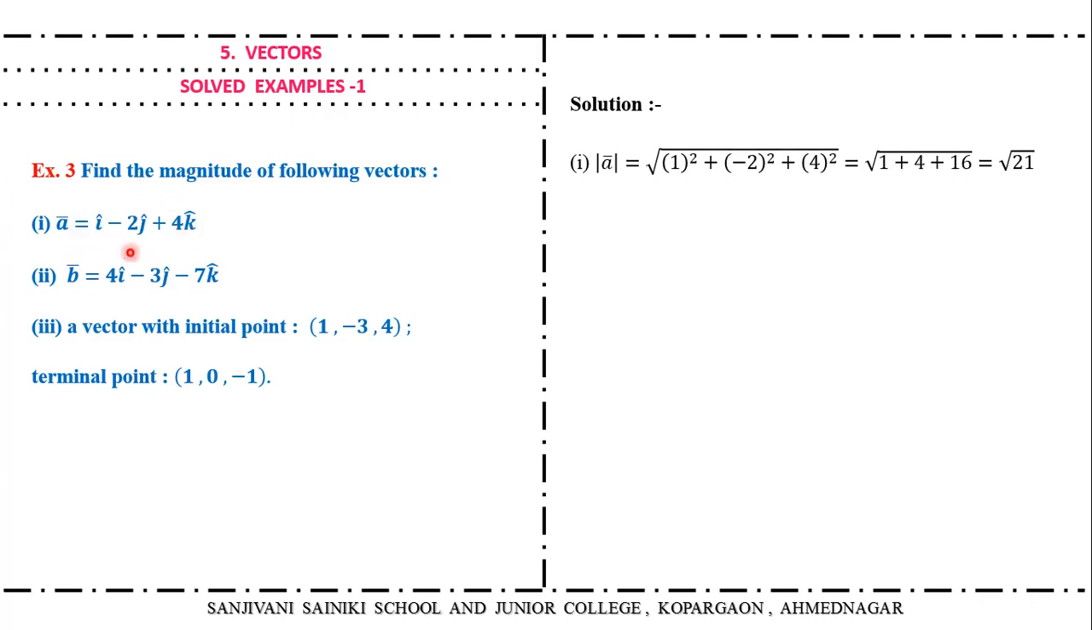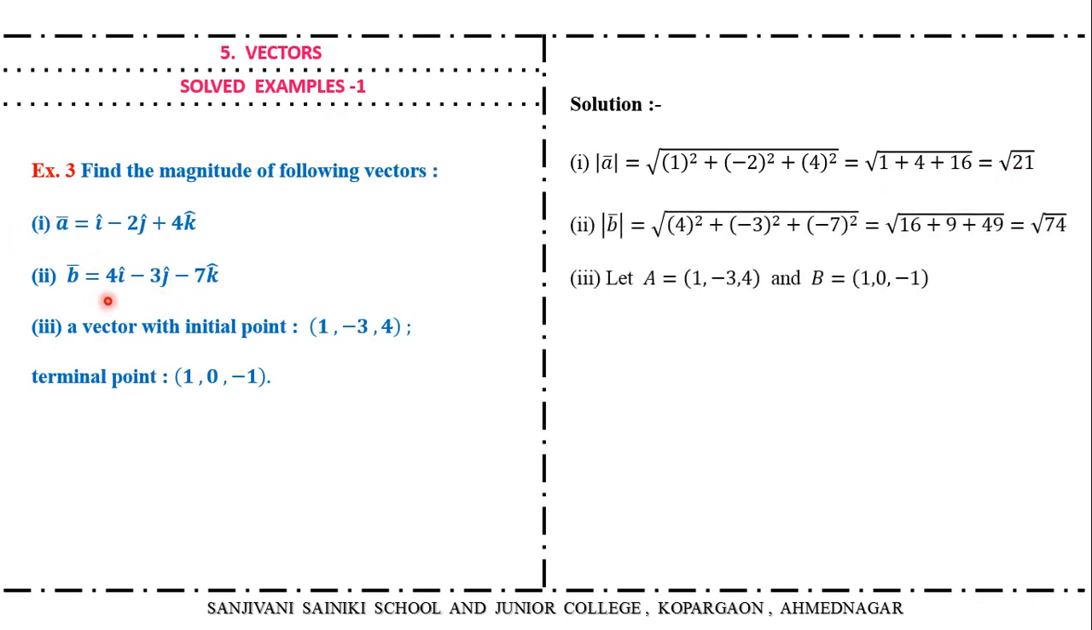Now what is A? A is i cap minus 2j plus 4k. So what is its magnitude? Its magnitude is given by modulus of A bar, which is root of a square plus b square plus c square. So root of 1 square plus minus 2 square plus 4 square. So 1 plus 4 plus 16 is root 21. This is the magnitude of A bar. Similarly, we can find the magnitude of B bar. So 4 square plus minus 3 square plus minus 7 square.